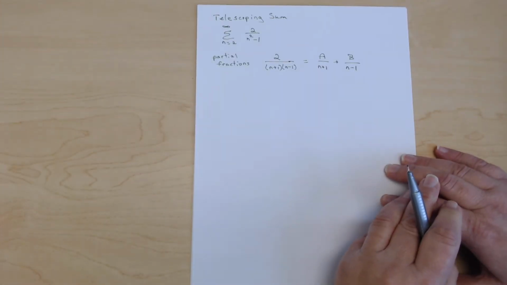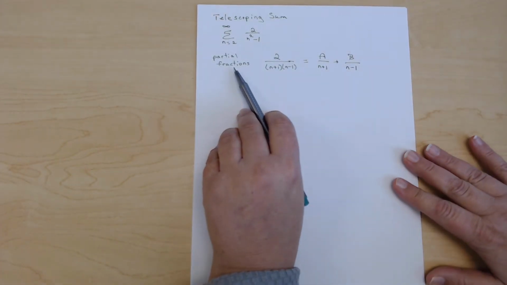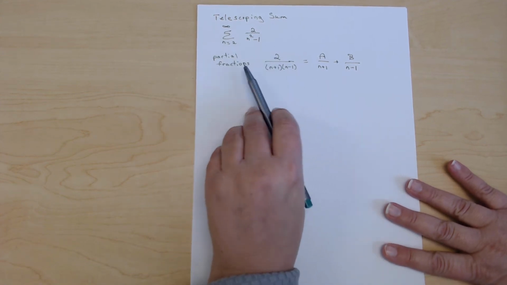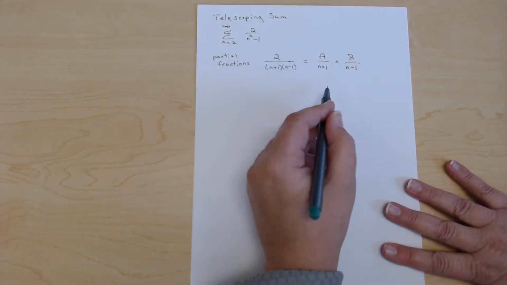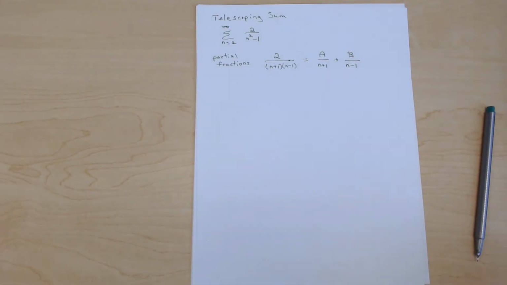Remember this? We did partial fractions to take the integral of each. Well, we're now going to do partial fractions to help with the telescoping. We'll get to why it's called telescoping in a minute. Let me grab a pen, different color.